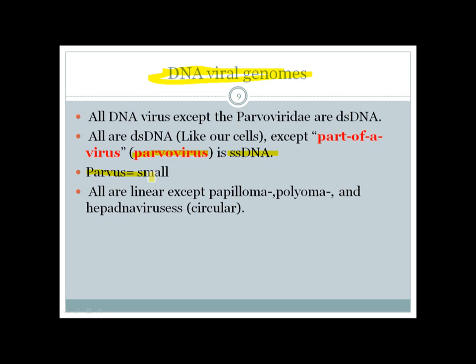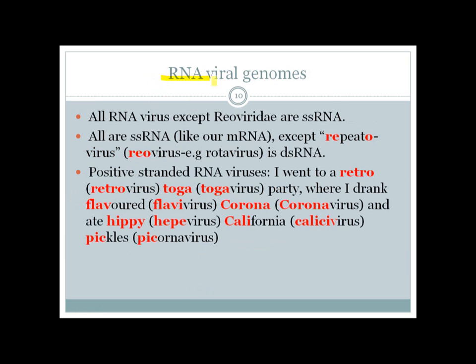Parvo actually means small, and parvovirus is one of the smallest viruses. The viral DNA can be linear like that, or circular like that. Most of the viral DNA is linear, but some viruses, which are papilloma, polyoma, and hepadnaviruses, have circular DNA.